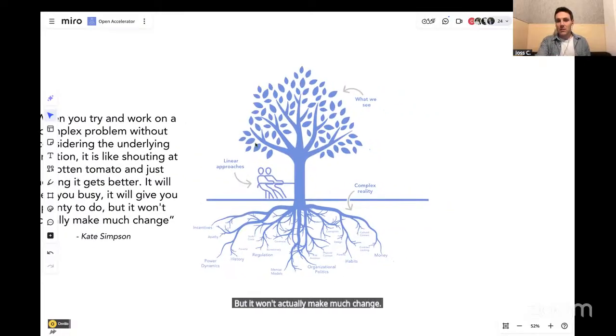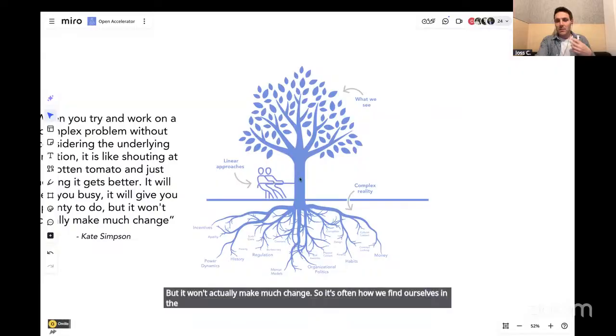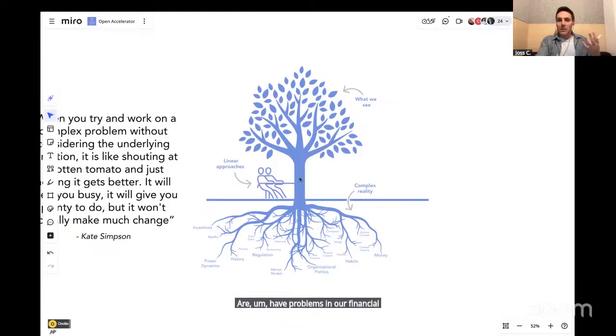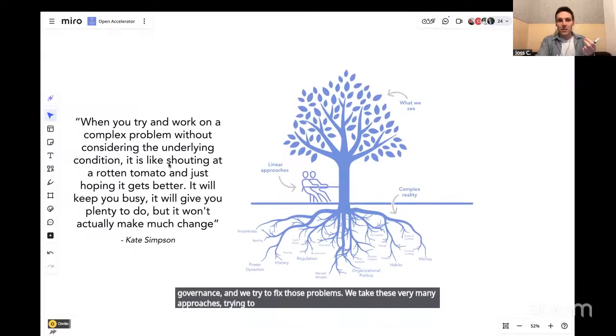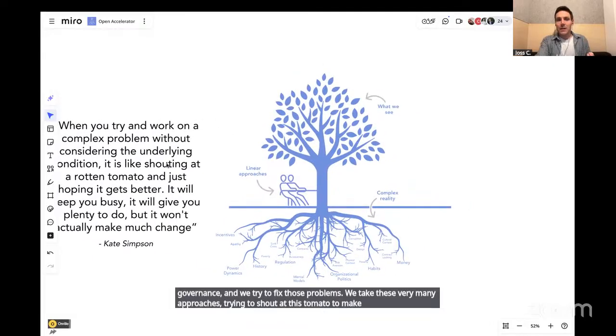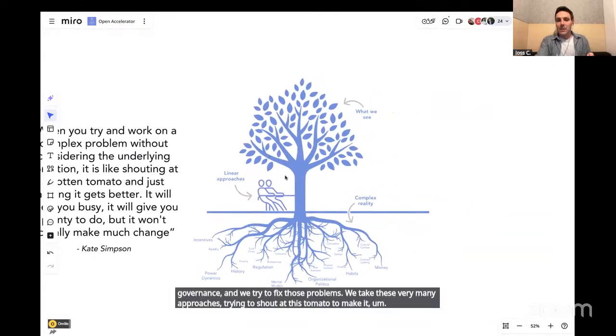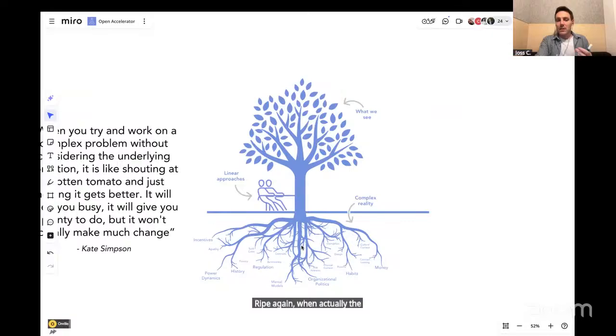So it's often how we find ourselves in the world where we have a problem, an outcome. Our health system's not working well, we have problems in our financial system, we have problems in our governance, and we try to fix those problems. We take these very linear approaches, trying to shout at this tomato to make it ripe again, when actually the issues are down here, they're systemic.